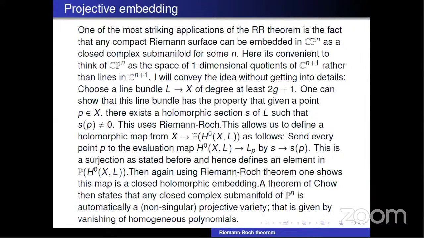Now a theorem of Chow states that any closed complex submanifold of P^n, CP^n, is automatically a non-singular projective variety. That is, it is given by vanishing of homogeneous polynomials. So two things. First, using the Riemann-Roch theorem, you prove that X can be embedded inside some projective space. Once it is embedded inside that projective space, Chow's theorem tells you that it's automatically defined by vanishing of homogeneous polynomials. So the upshot of both the things is that every compact Riemann surface can be thought of as a non-singular projective curve.